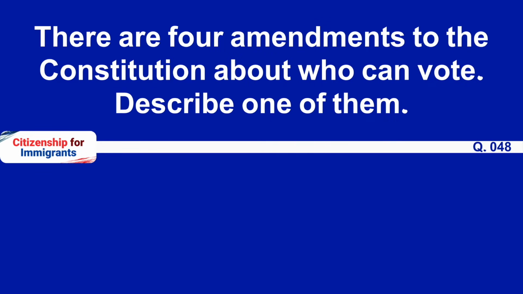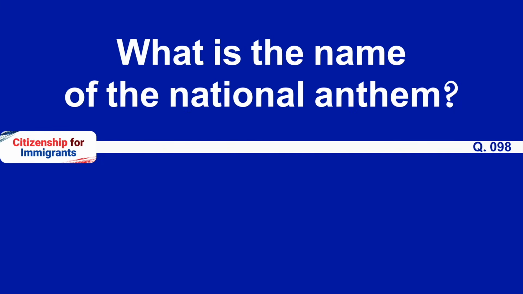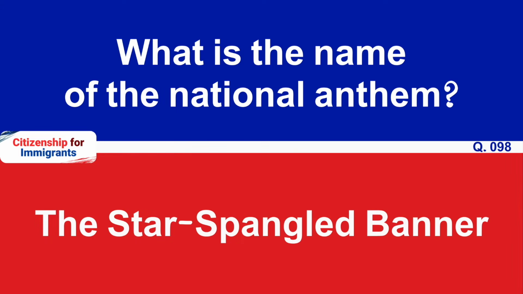There are 4 amendments to the Constitution about who can vote. Describe one of them. Citizens 18 and older can vote. What is the name of the national anthem? The Star-Spangled Banner.